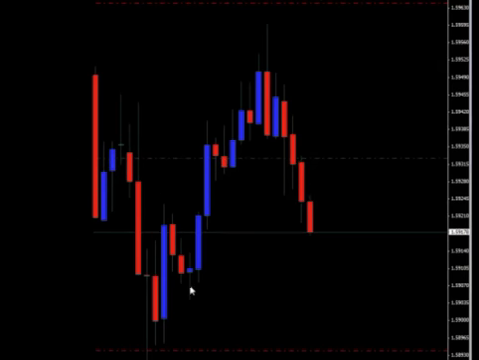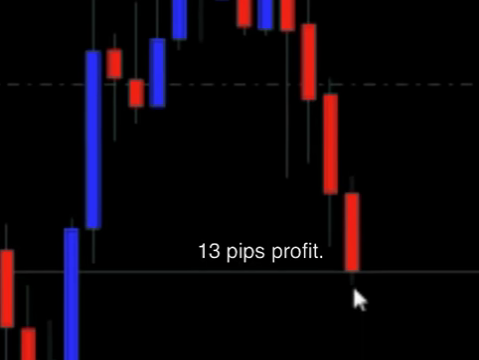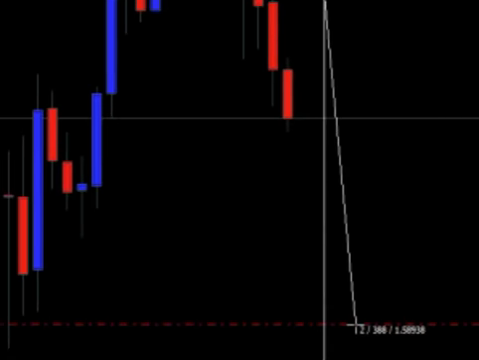Hi, this is Jason back here at Forex U Turn. As you can see, we got about 13 pips profit here at the moment. Our target is around 38.8 pips, so around 39 pips.